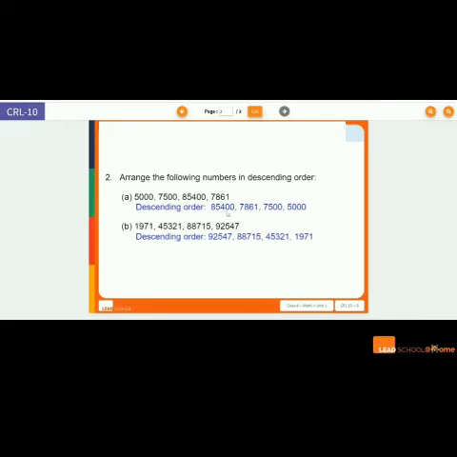Do you observe the number with the highest number of digits always is the biggest number? Five, 4, 3, 2, 1, and time.